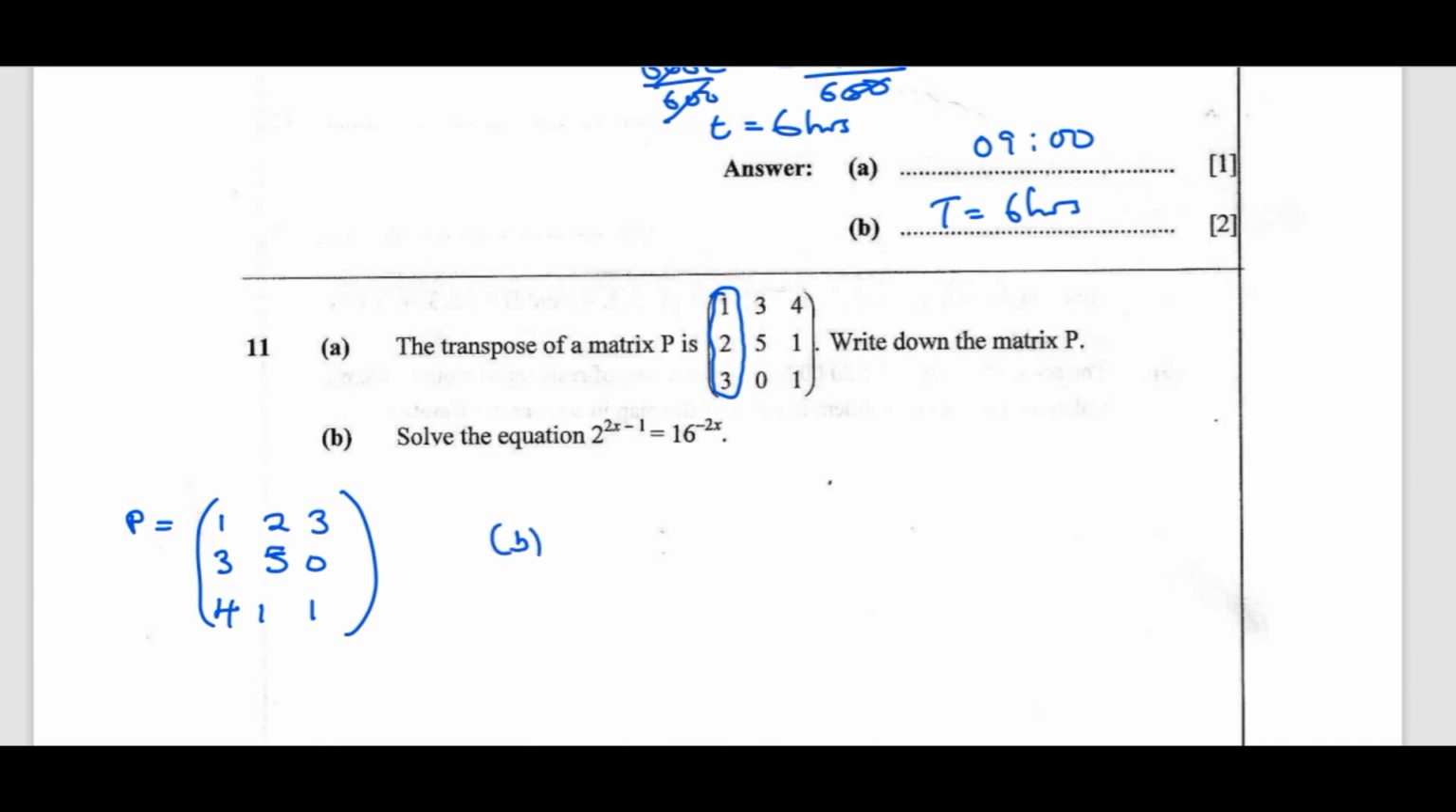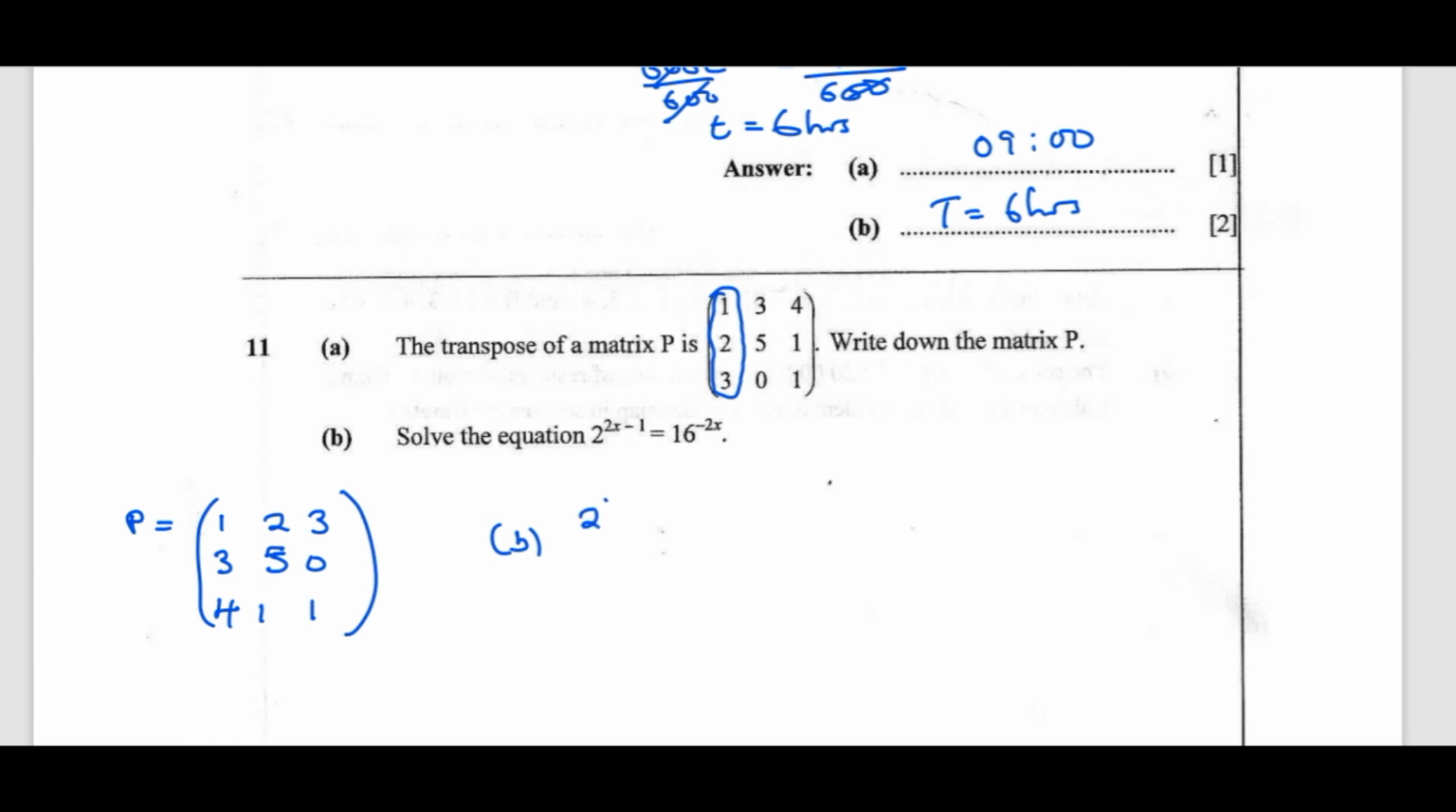B is solve the equation. This is the equation that we have here. How do we solve this equation? We are going to say 2 is raised to the power 2x minus 1 is equal to 16, which is negative 2x. So what are we going to have?